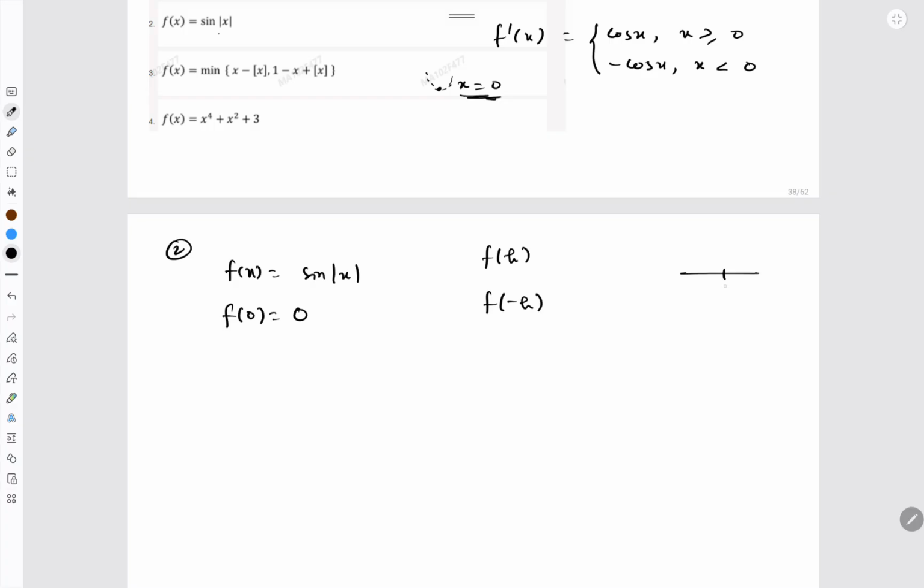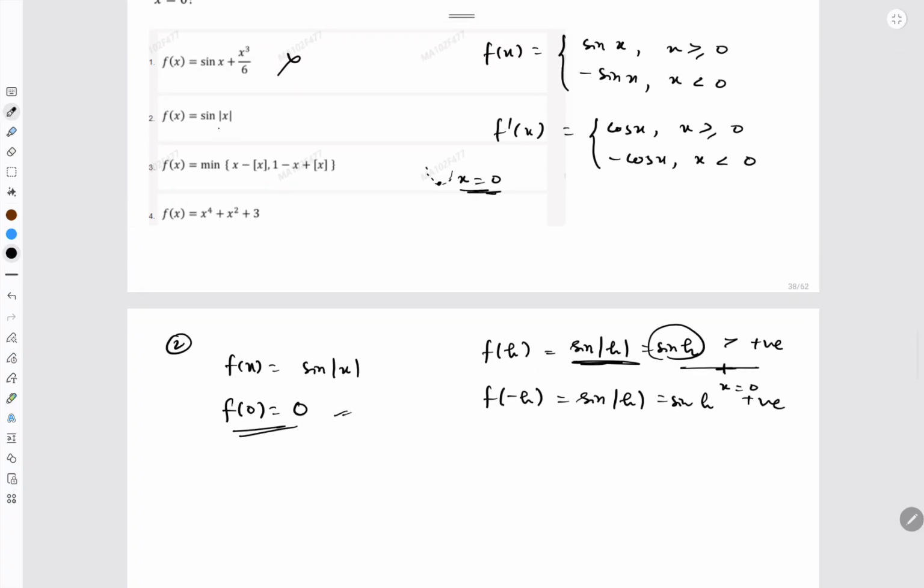So this is x equal to 0. I am talking about all these nearby left values and all these nearby right values. If those values are positive, that means this is the point of local minima. So f of h is basically sin mod h, and f of minus h is sin of mod h only, and sine of mod h is positive, we know. So sin h, where h is just greater than 0, nearby 0, is positive, we know that. So this is a point of local minima already.